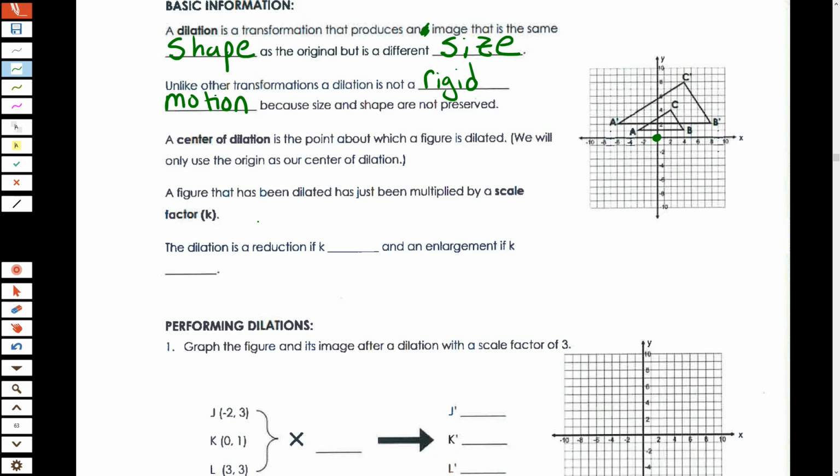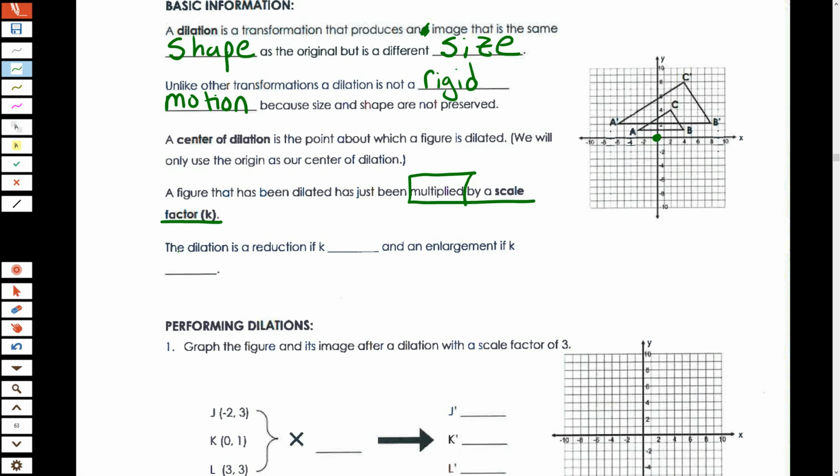A figure that has been dilated, essentially all we're doing, you guys, is we are multiplying by a scale factor. So circle, underline, whatever you need to. This is a really important one. This is how we do it. We multiply by the scale factor.